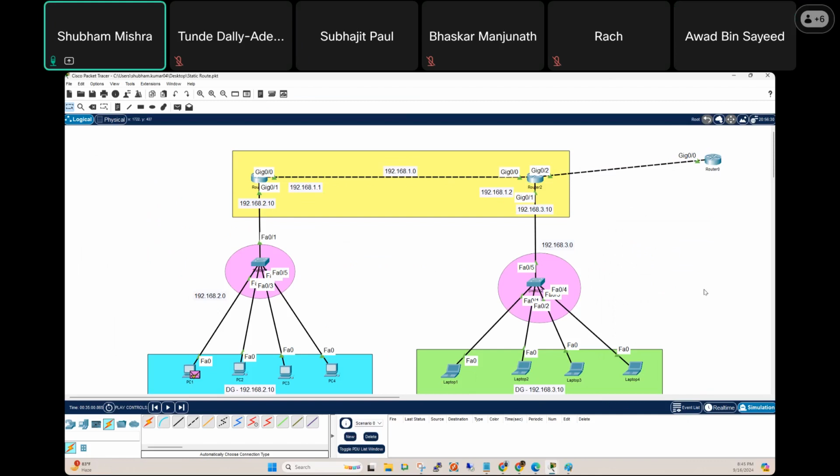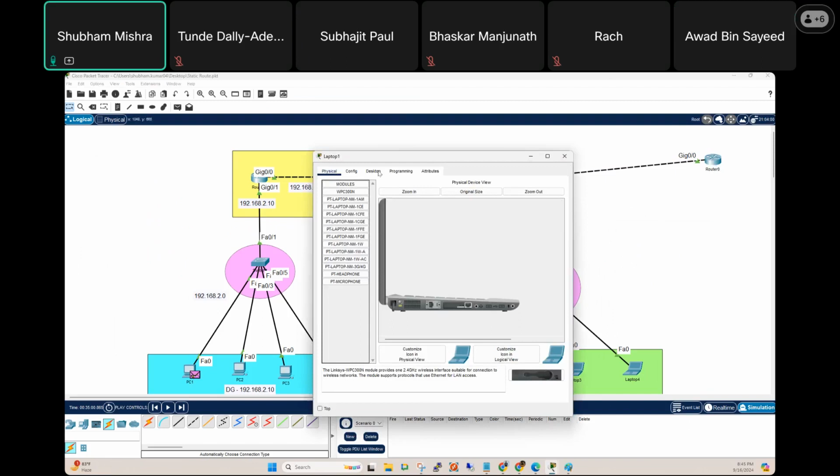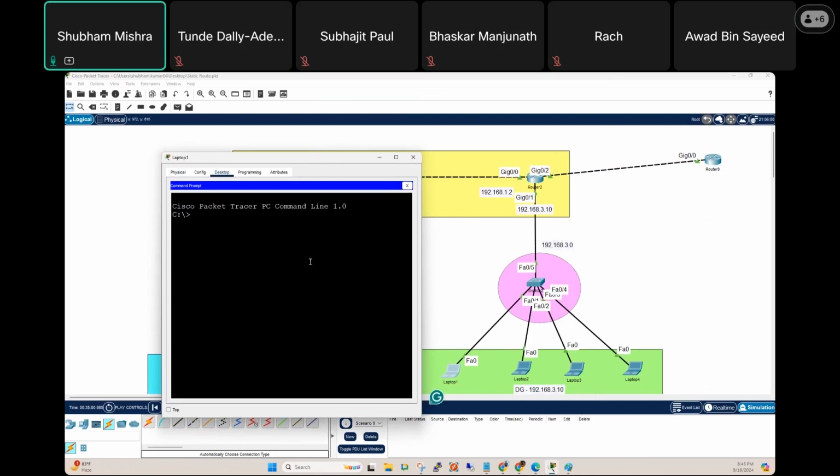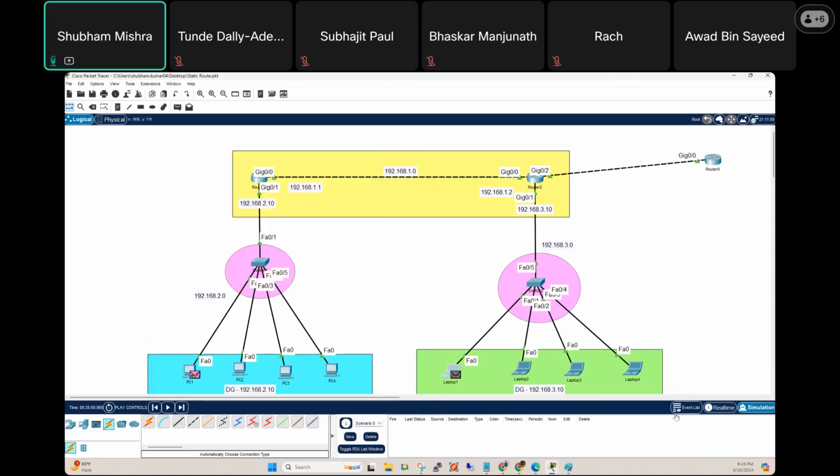So now R3 doesn't have the network information of the 3 network, 192.168.3.0. R3 does not have information about it. Okay, so let's suppose I am here on PC number 1, on this laptop in this network. I am writing ping 10.0.0.2. Done? Tell me.